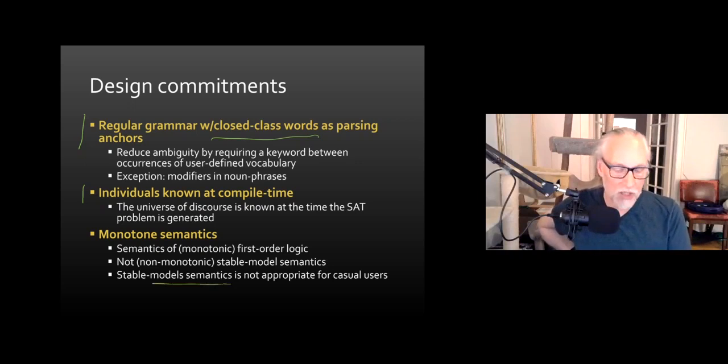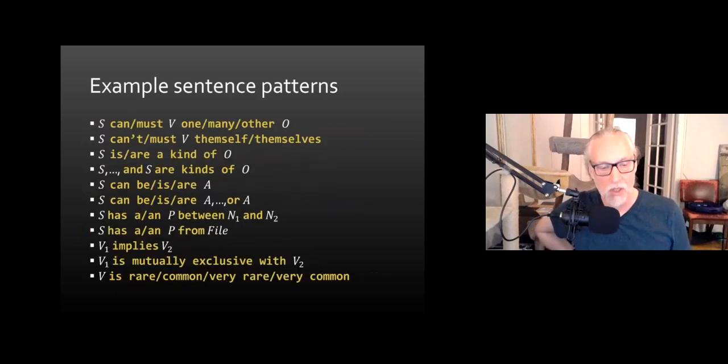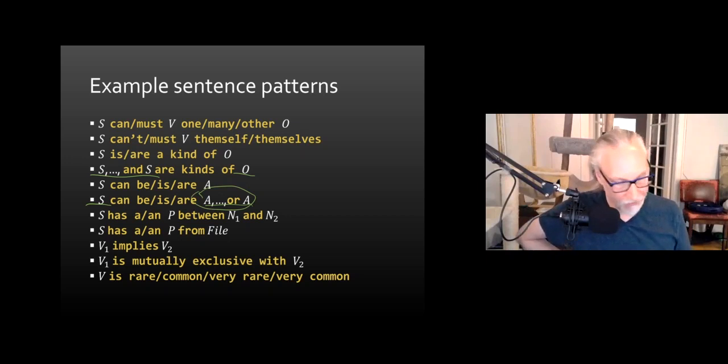And then finally, we did not try and do stable model semantics like there is in ASP. We wanted nice monotonic logic that is more familiar to people, but also more predictable for most people who aren't specialists in non-monotonic logic. Here are some example sentence patterns that it understands. You can give it a list of noun phrases and say they're all kinds of some other noun phrase. You can give it a list of adjectives and say instances of this noun phrase have to have one of these adjectives, things like that. You can say a certain verb implies another verb, or two verbs are mutually exclusive, etc.